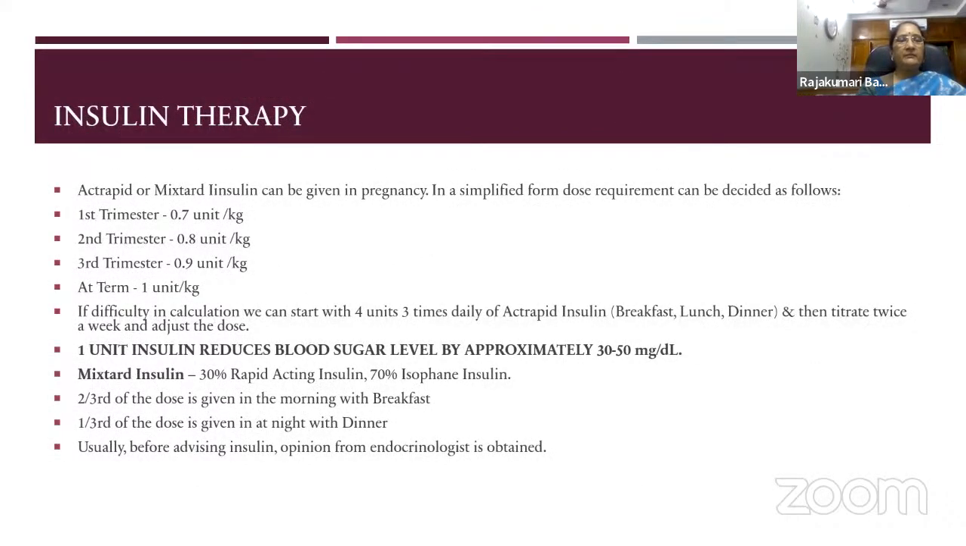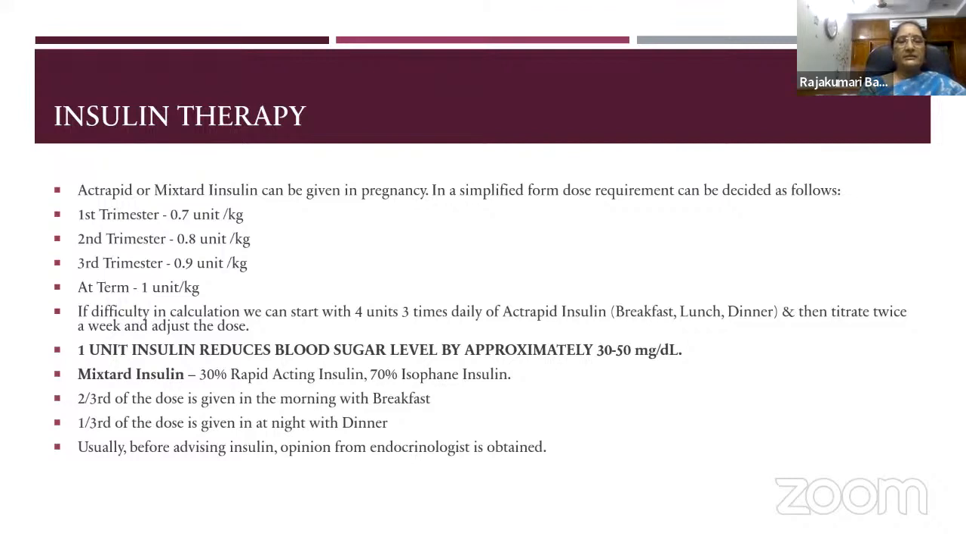Regarding insulin therapy, we can use Actrapid or Mixtard. In a simplified form, the dose requirement is calculated like this. First trimester 0.7 unit per kg, second trimester 0.8 unit per kg, third trimester 0.9 unit per kg, at term 1 unit per kg. Start with 4 units 3 times daily, then titrate according to the glucose requirement.